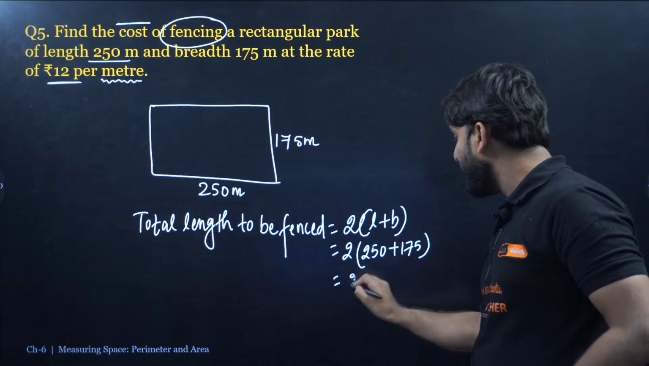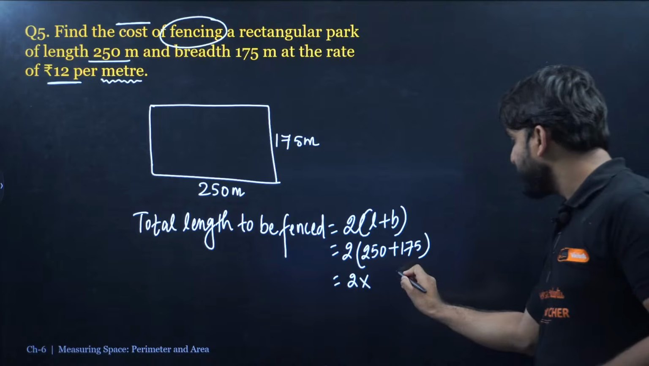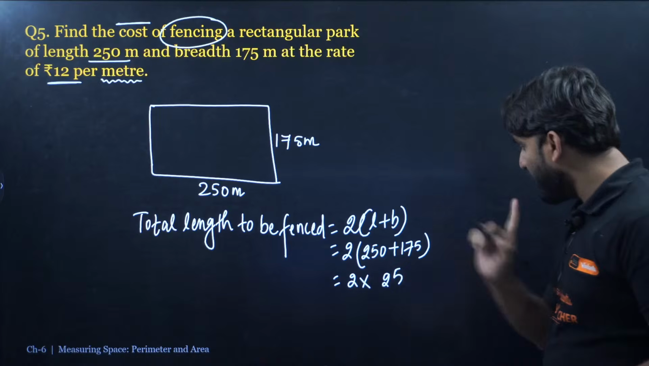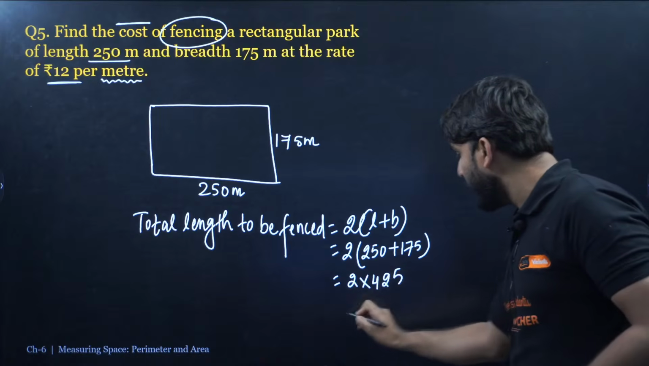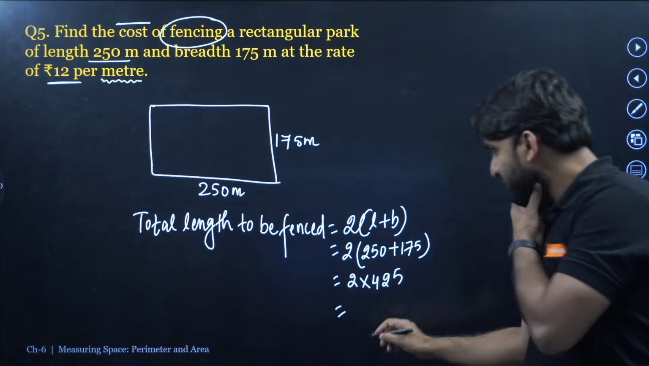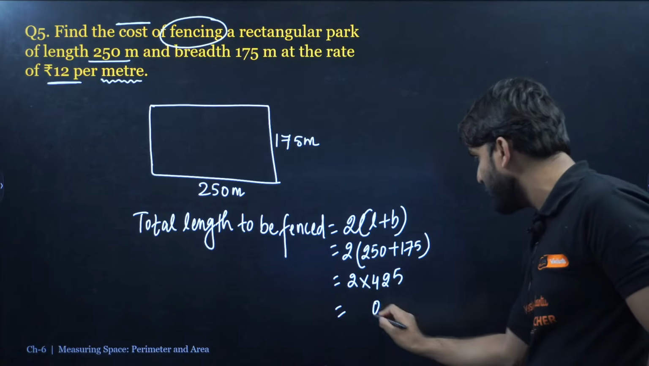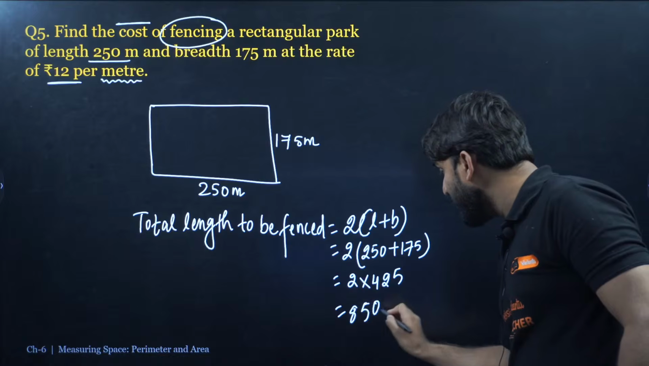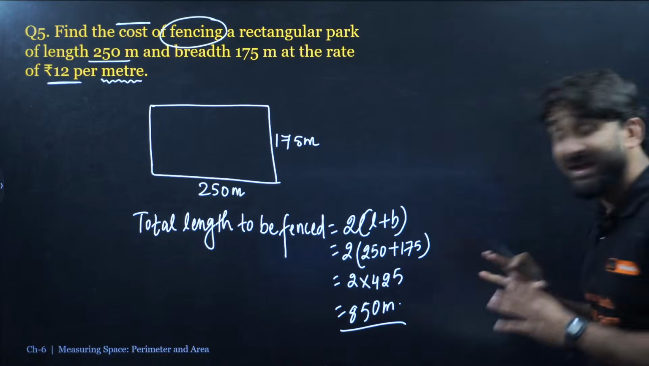Now calculate. So this will be equal to 5, 7, 5 is 12, carry 1, 2 and 1 is 3, carry 4. So we have 4 twos, which is 8. So 5 twos are 10, 0, 2 fives are 10... Total length of the boundary is 850 meter.